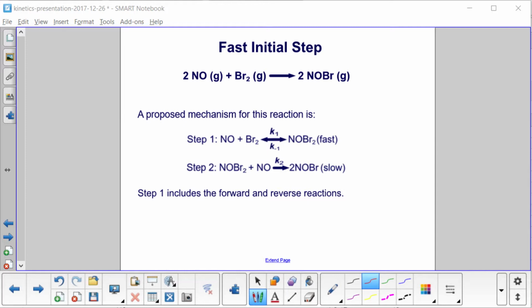Step 1 would be the first NO molecule plus Br2 to produce NOBr2, and that would happen very fast. And that step 1 includes the forward reaction with its k value and the reverse reaction, which has a k value that is the inverse of the forward reaction. And then step 2 would take that intermediate NOBr2 plus the second NO molecule from the reaction to produce the product 2NOBr. And that would be the slow rate determining step.